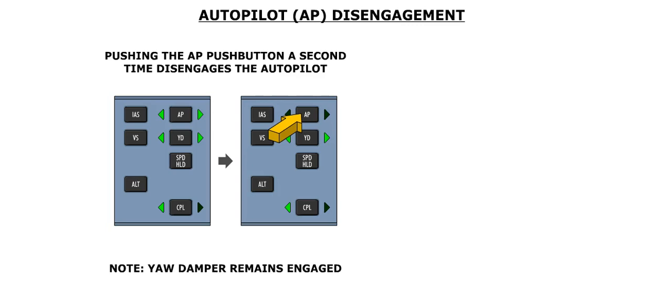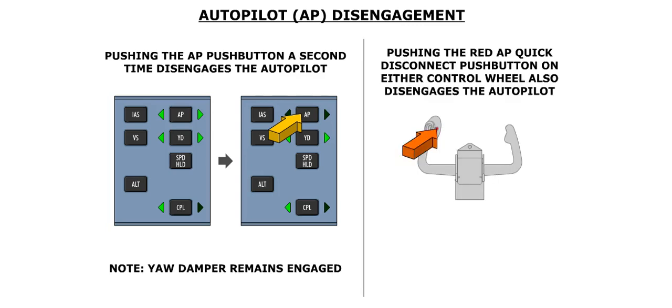If the autopilot is engaged, it can be disengaged by pressing the AP push button a second time. However, this action will only disengage the autopilot and the yaw damper will remain engaged. The autopilot can also be disengaged with the red autopilot quick disconnect button on the control wheel.